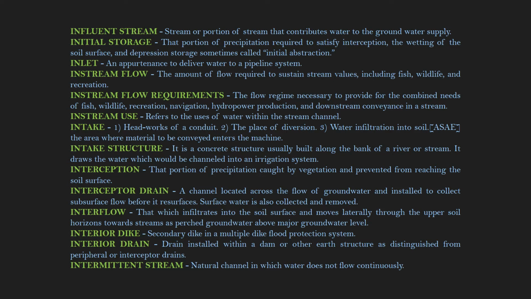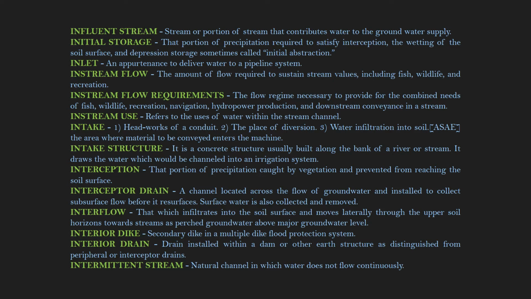Interception: that portion of precipitation caught by vegetation and prevented from reaching the soil surface. Interceptor drain: a channel located across the flow of groundwater and installed to collect subsurface flow before it resurfaces. Surface water is also collected and removed. Interflow: that which infiltrates into the soil surface and moves laterally through the upper soil horizons towards streams; it is perched groundwater above the major groundwater level.